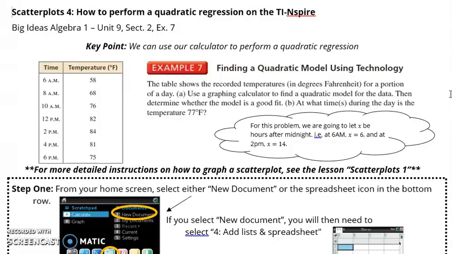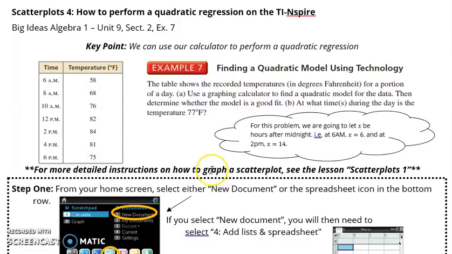For the purpose of this video, we are going to be examining example 7 from Chapter 9, Section 2 of Big Ideas Algebra 1. In this example, we're looking at the temperature during a day. Temperatures during the day, as you probably know, tend to go up and then come back down. So we can see that happens here in our table, which is typical of a quadratic function going up and coming back down.